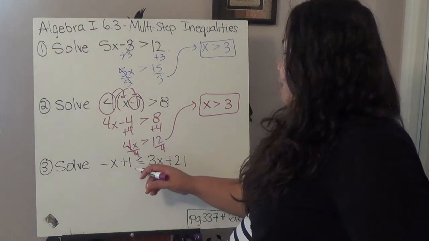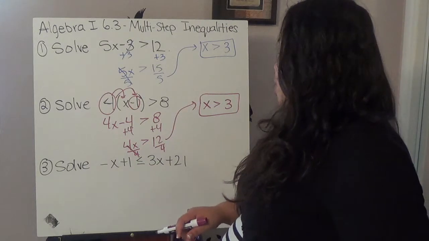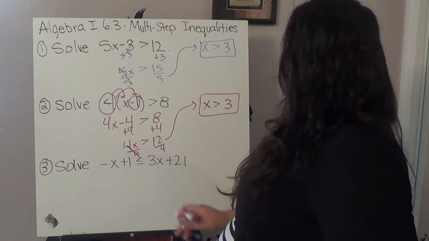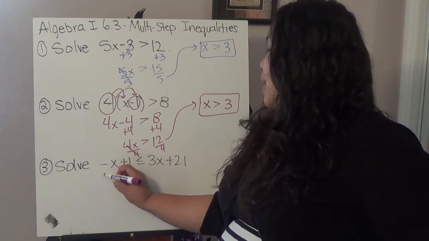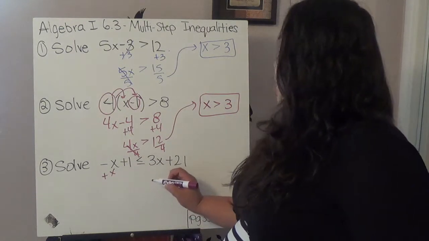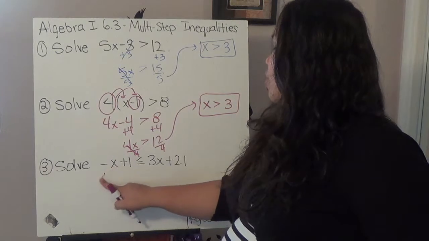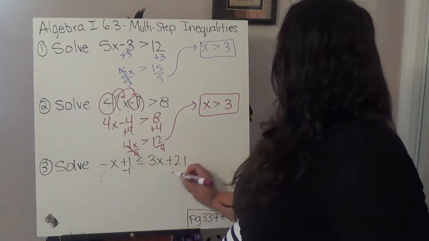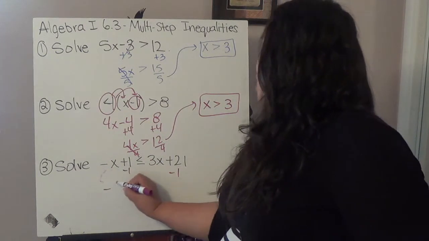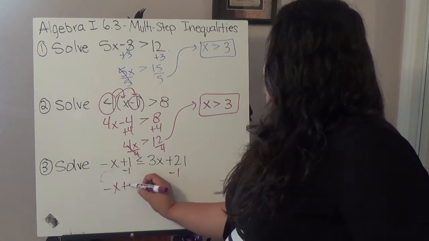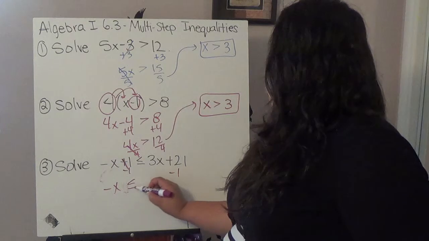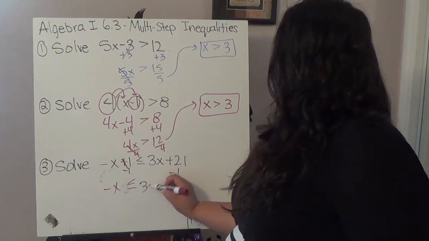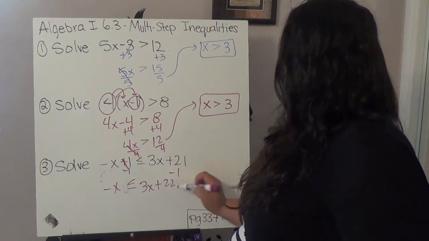The last one is negative x plus 1 is less than or equal to 3x plus 21. What we could do is start by adding x on both sides. No, you could, but let's just subtract 1 on both sides. I end up with negative x, this cancels out, is less than or equal to 3x plus 22.